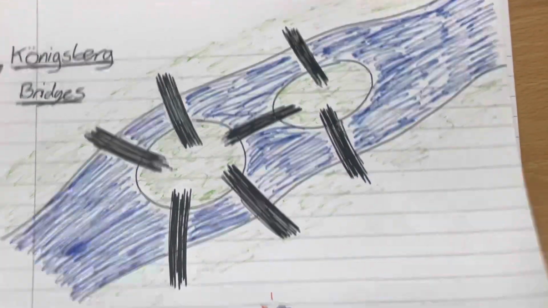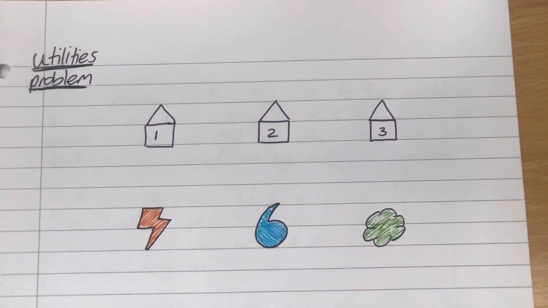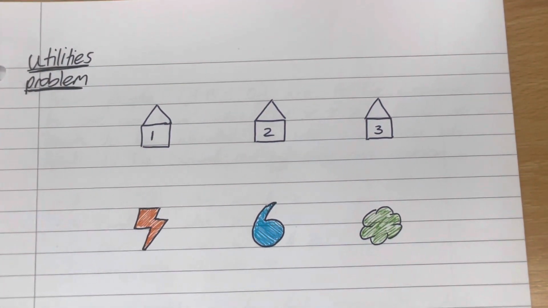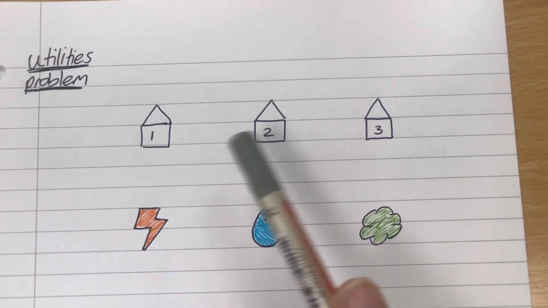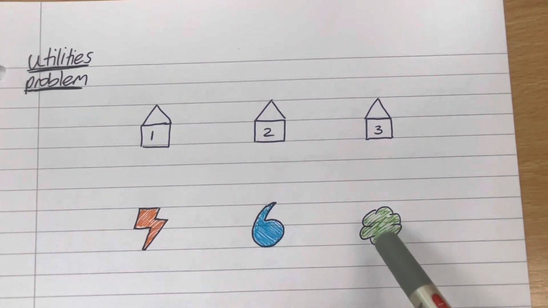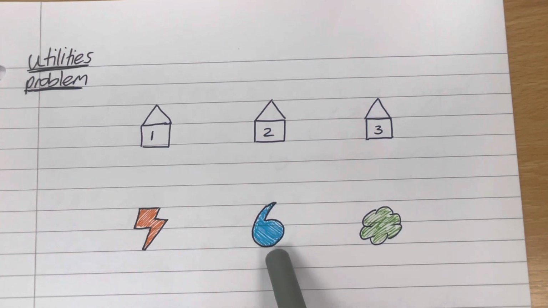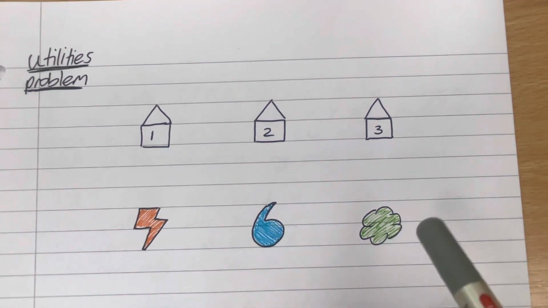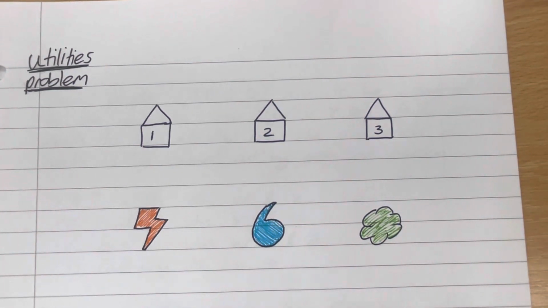Another famous one is this one, called the utilities problem. Imagine we've got 3 houses, numbered 1, 2, and 3. And then I've got 3 utilities: electricity, water, and gas. What we want to do is supply each of these houses with each of these utilities.